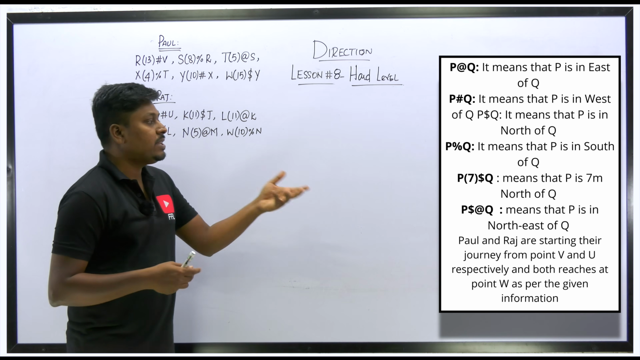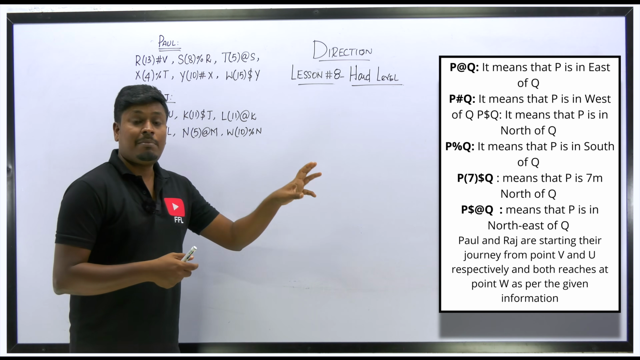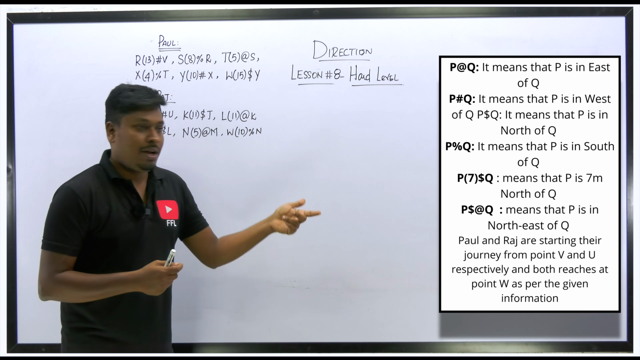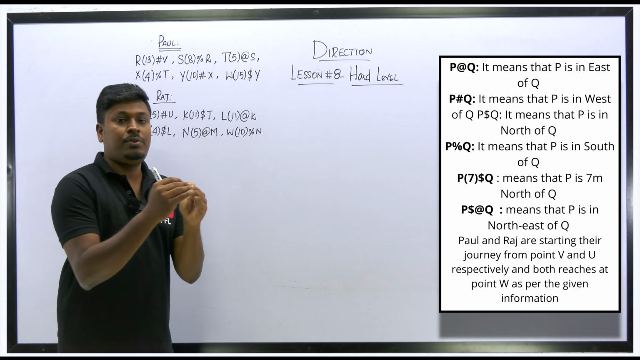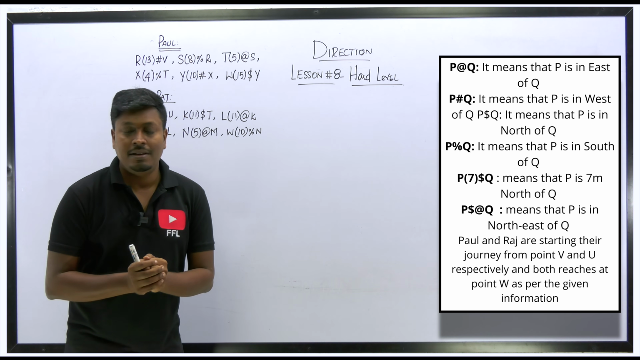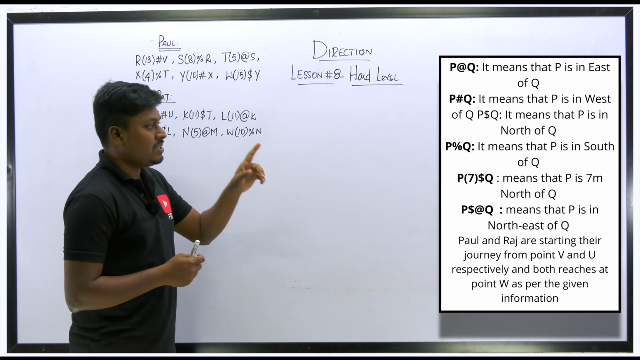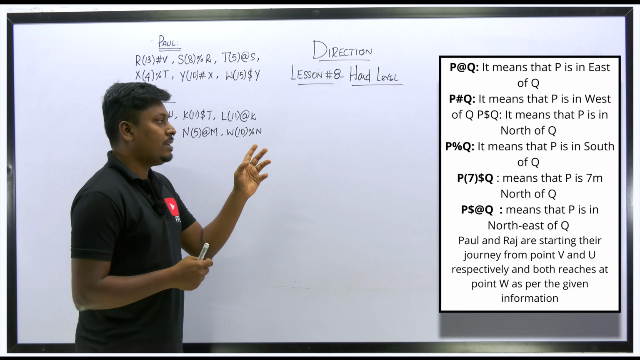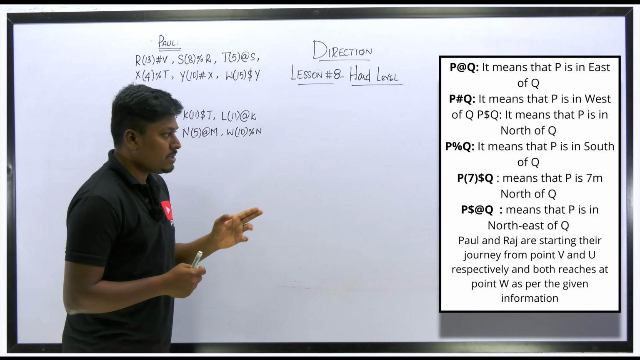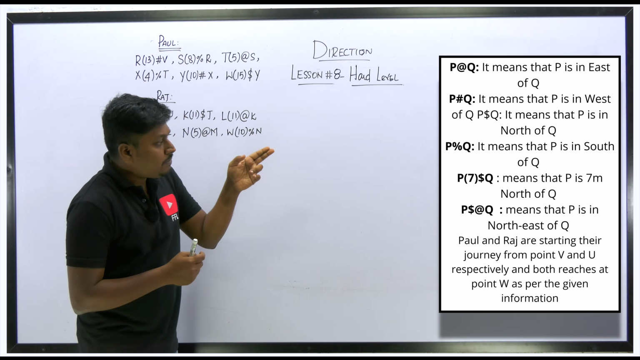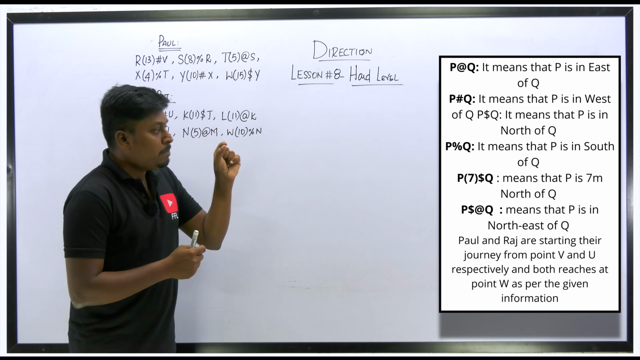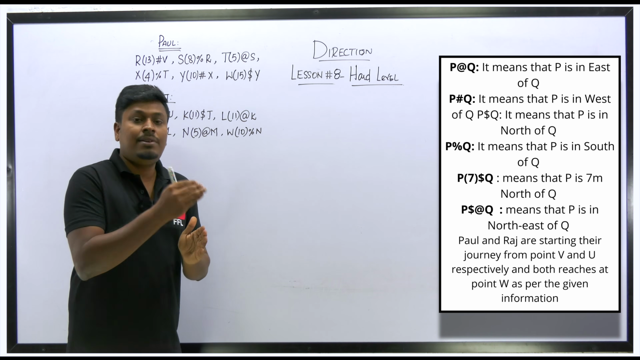You can see some points will be like model number 1 and some points will be like model number 2, and the last point will be like: only if you know the general concepts of direction, you will be able to solve it. Got it? So now let me see the question. First point P @ Q, second point P * Q, and then P % Q. And when you look at the fourth point, you can see P (7) $ Q.